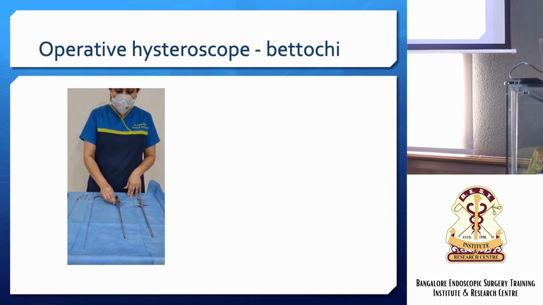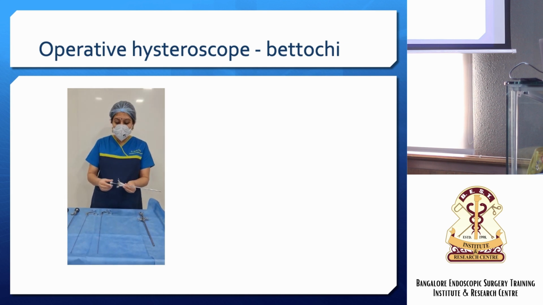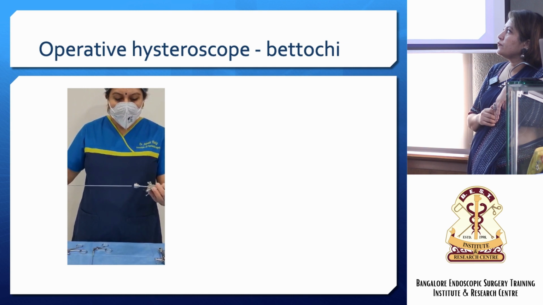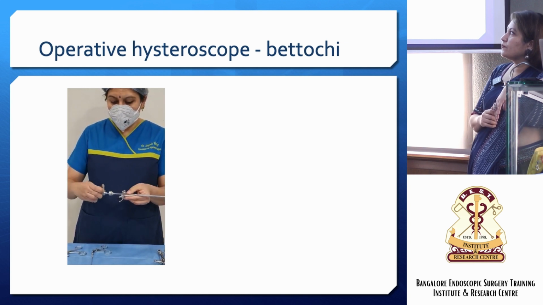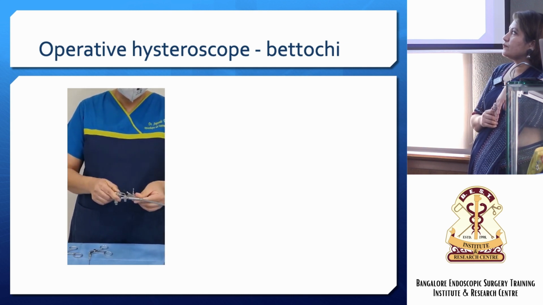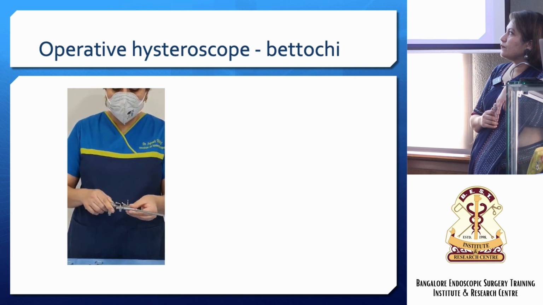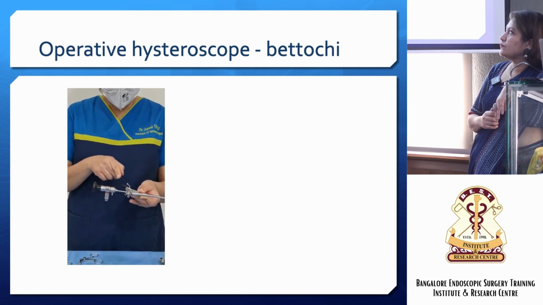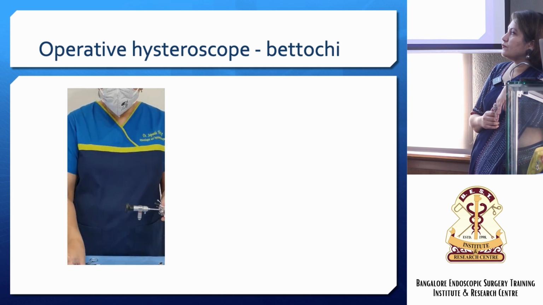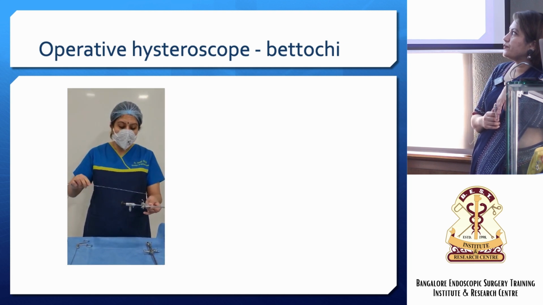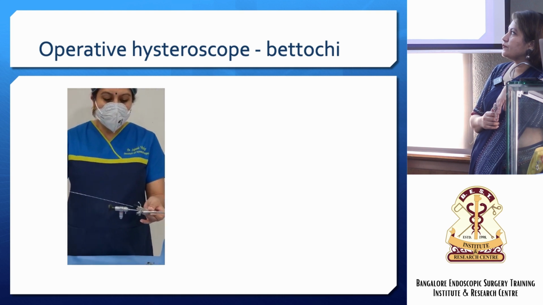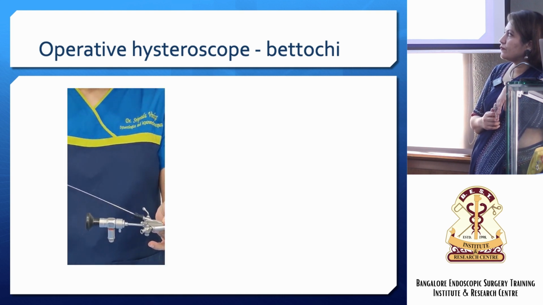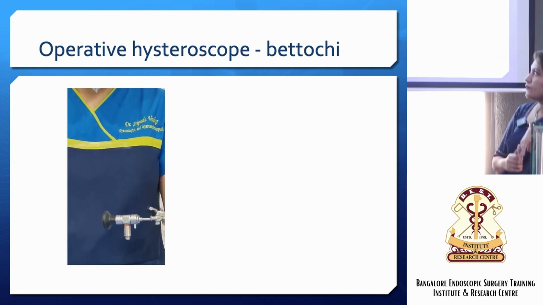Now this operative sheath is meant for the 2.9mm telescope that we have. Again, I'm going to be aligning it with all the screws together and locking it. Now this operative sheath has a channel for inflow and a separate channel for outflow, and there is a channel to put 5 French instruments. So these 5 French instruments can be scissors or graspers, which go into this for operative hysteroscopy.